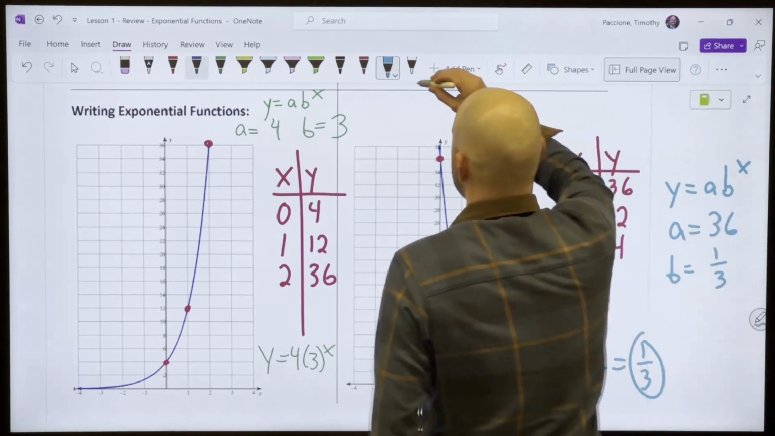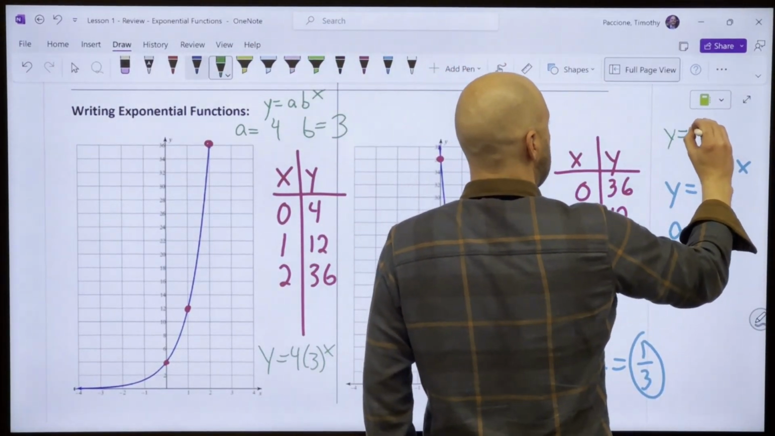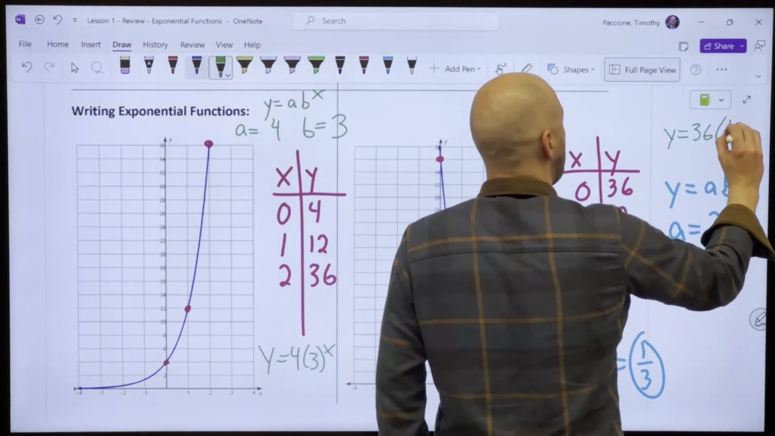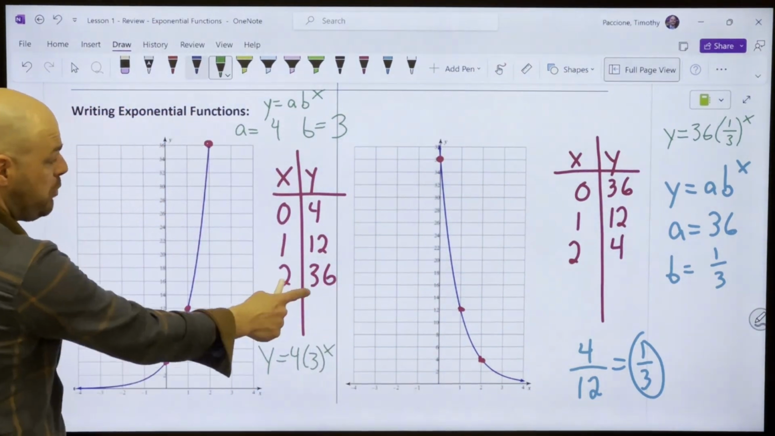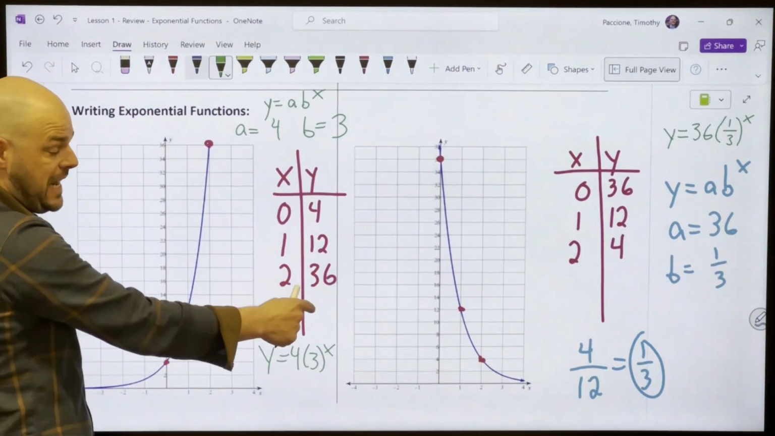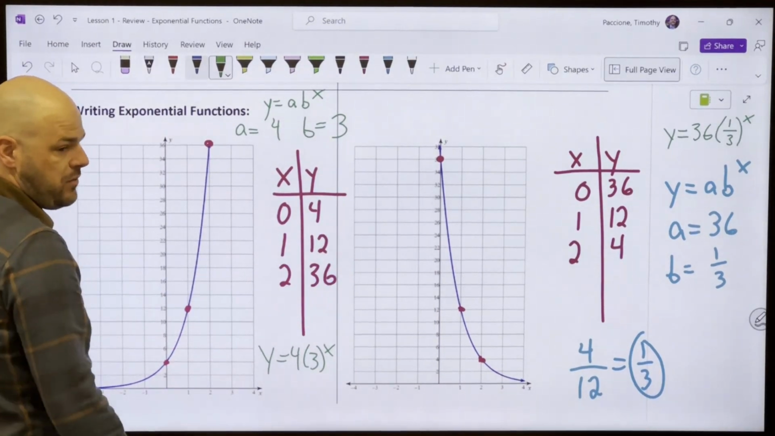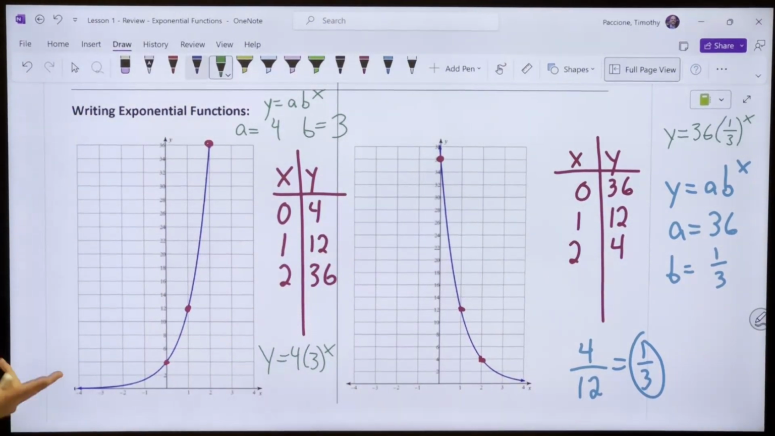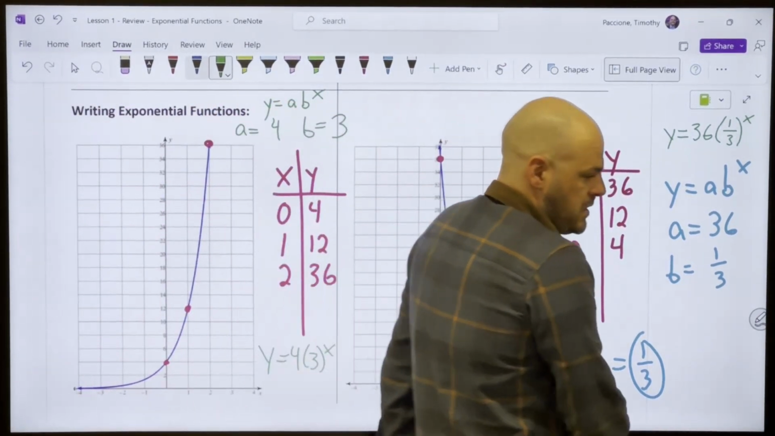So this turns out to be y equals 36 times 1/3 to the x. And I mean it, like it would work here too. Remember I said take any number and divide by the previous number. What's 36 divided by 12? 3. So it gives you your b in any situation. Okay? All right, so let me give you your homework.